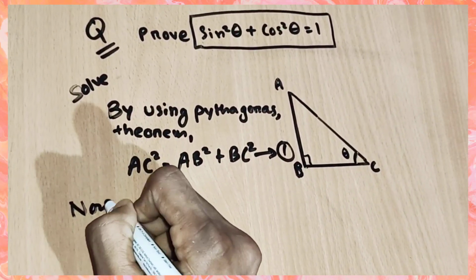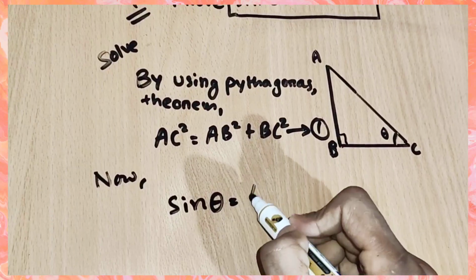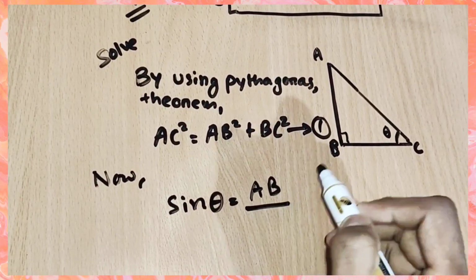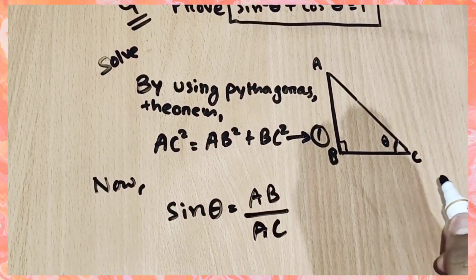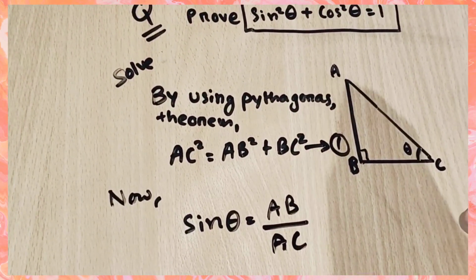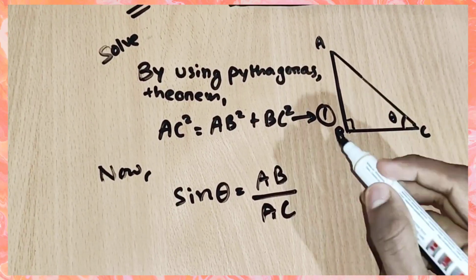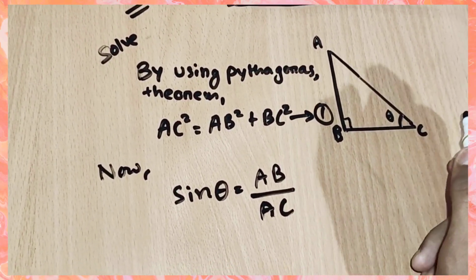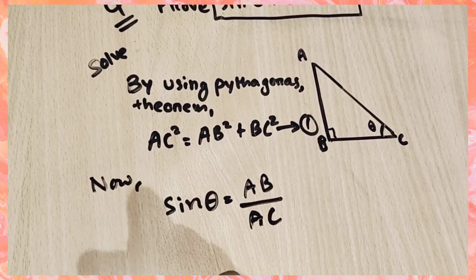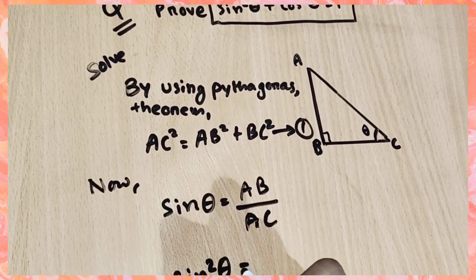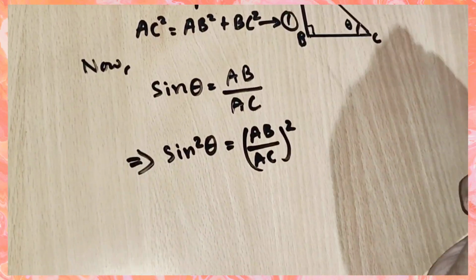Now we can write sin theta as AB by BC, no, not AB by BC. We can write it as AB by AC, because sin theta is perpendicular by hypotenuse, and here perpendicular is AB and hypotenuse is AC. So let's first square it: sin²theta is equal to AB by AC whole square.